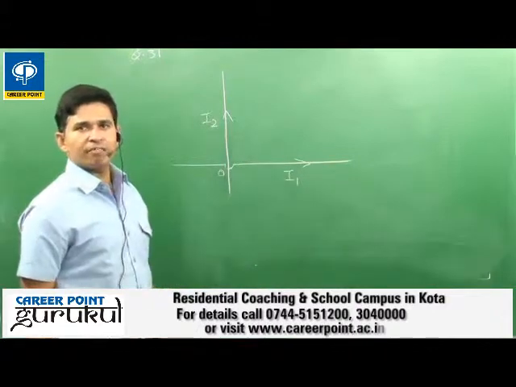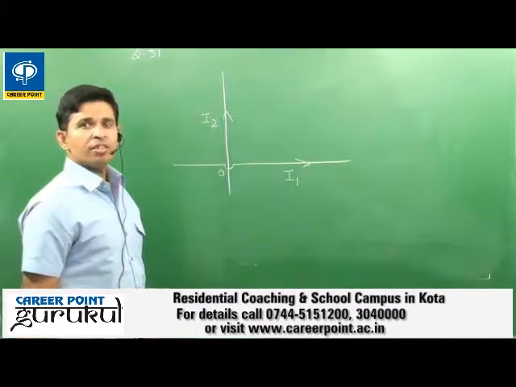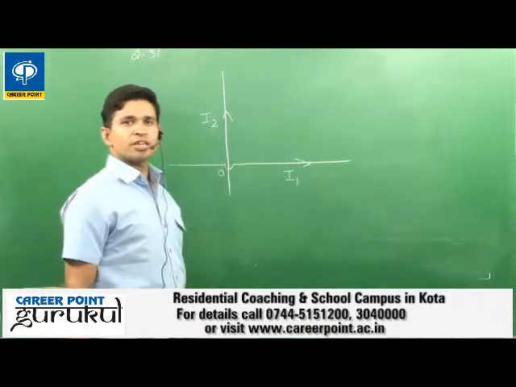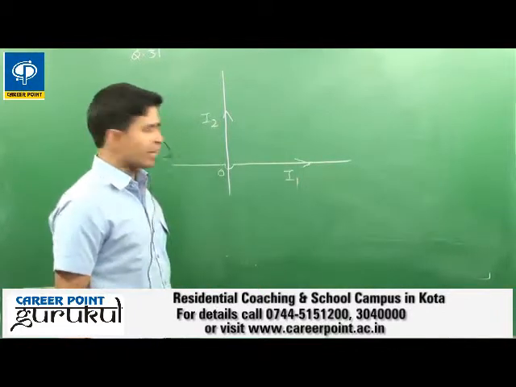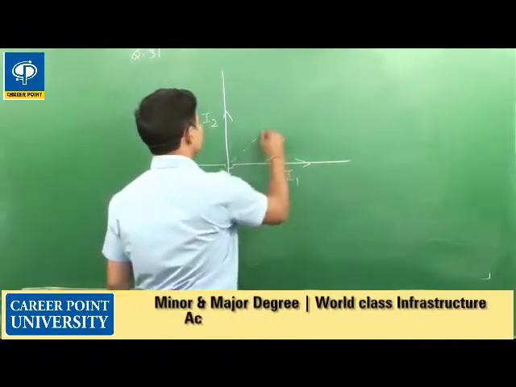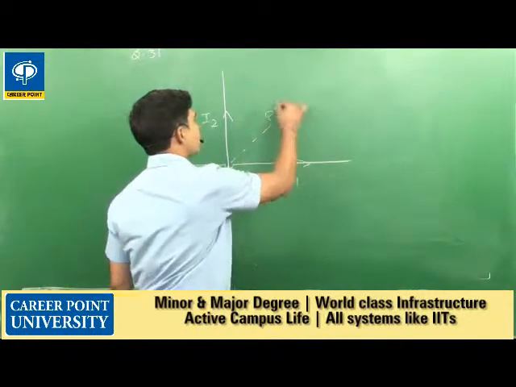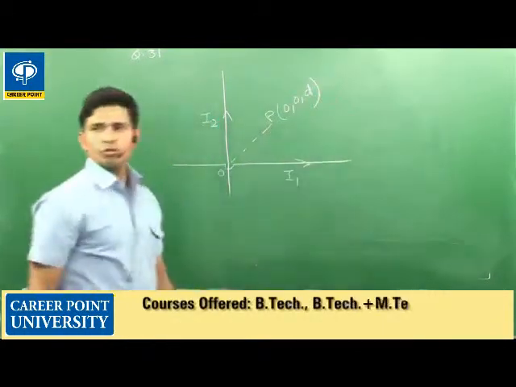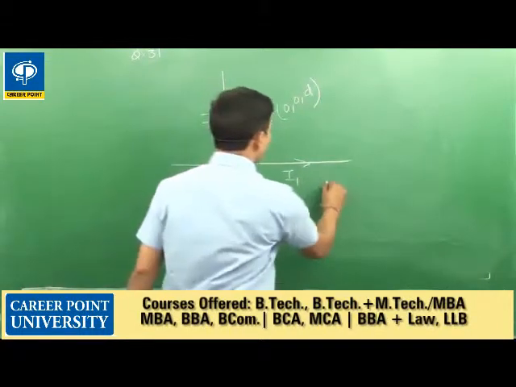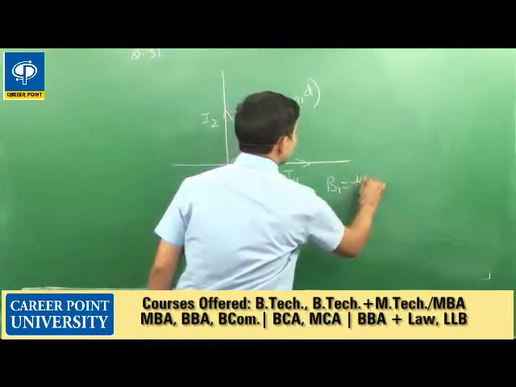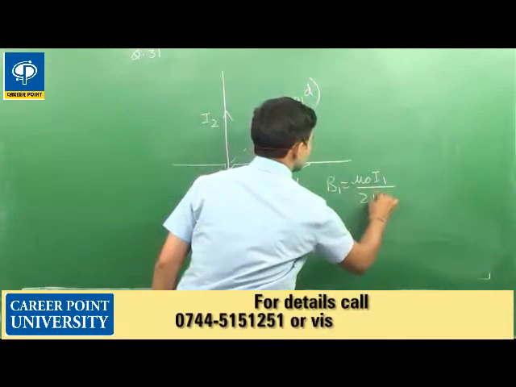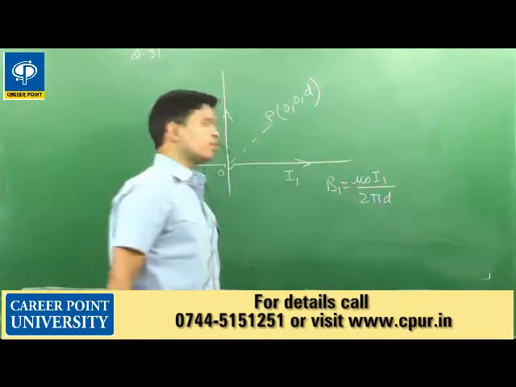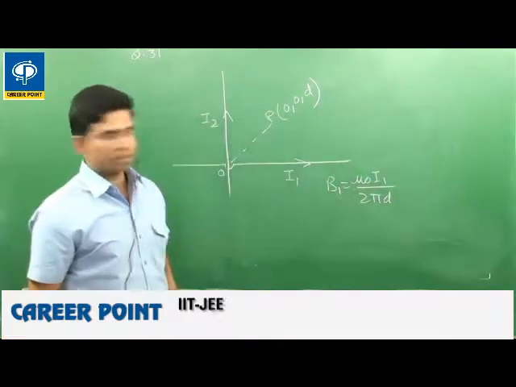and we have to determine the value of the magnetic field at a point which is d distance away and perpendicular to the plane of the wires. That is the point P, and its coordinates are (0, 0, D). So the magnitude of the magnetic field due to wire 1 is B1 = mu naught I1 upon 2 pi D.